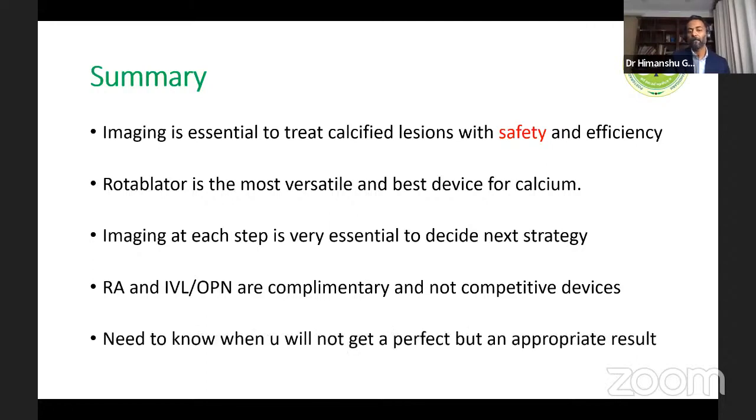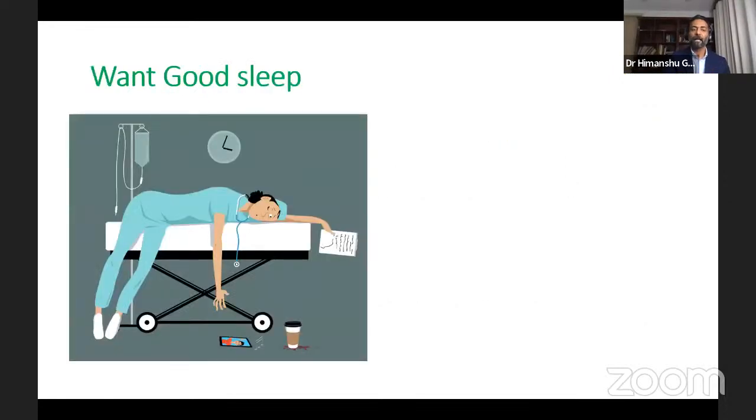They're all very complementary. But we also need to know with experience that there are situations when we will not get a perfect result, like a very eccentric calcium without good wire bias in a small vessel. We will never get a MSA which is 90% of the distal reference. So we need to know when we cannot get a perfect result, but only an appropriate or a safe result for the patient. So imaging helps us in doing that as well. So I think in the end, we all want good sleep. So if you want good sleep, you must do imaging. Otherwise, you can't sleep after treating these patients. Thank you so much.